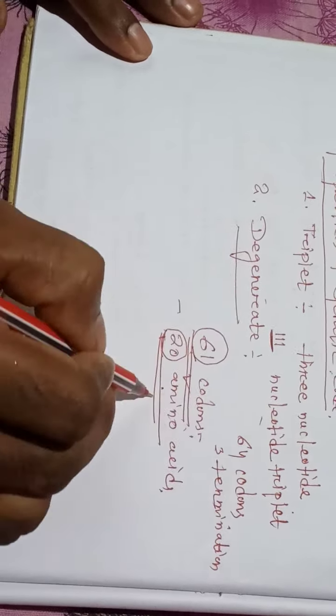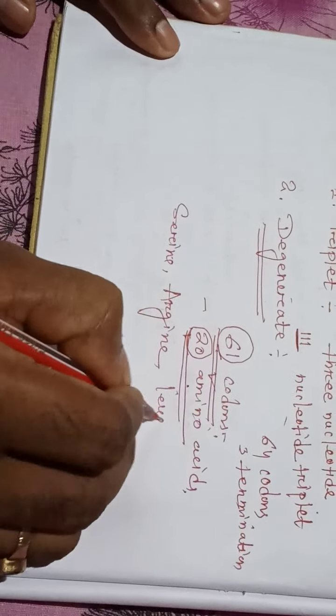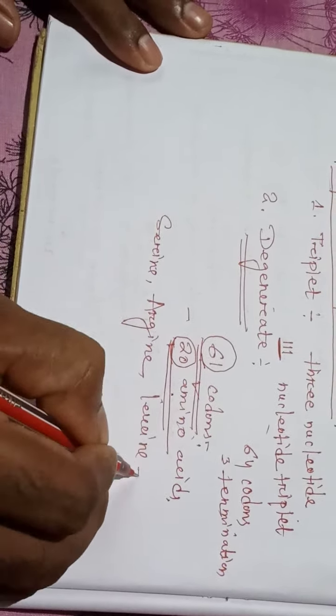I am citing an example: some amino acids like serine, arginine, and leucine are specified by 6 codons.